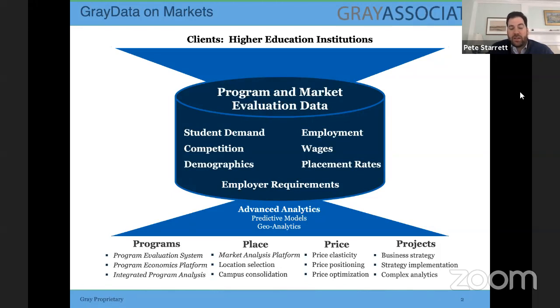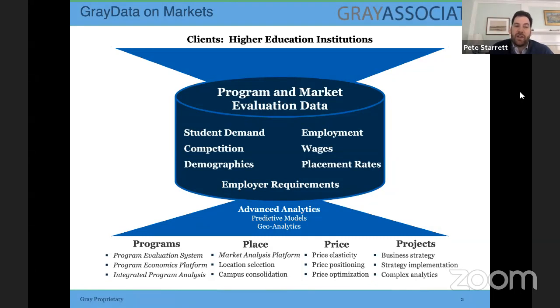Then I touched on student demand, but we have a lot of the competition metrics, which include IPEDS data that we've enhanced to track where schools are actually offering the programs. Part of our enhancements has also been trying to allocate completions to where students are actually living when they choose to go to a school.